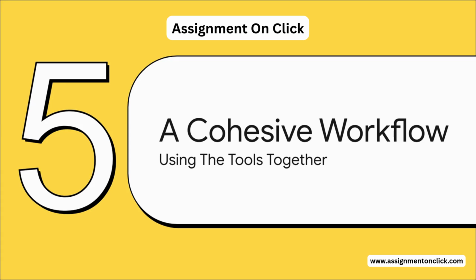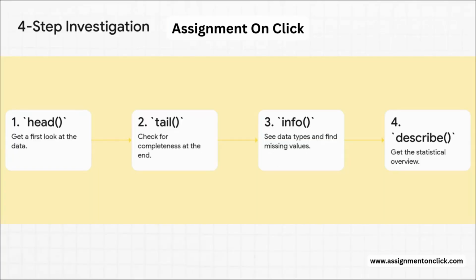A good detective doesn't just use one tool, right? They have a process, a workflow that lets them crack the case efficiently. And here is that workflow. It's a simple 4-step investigation plan that you can use on any new dataset. You start with head for a first look. Check the end with tail. Then use info to understand the structure and hunt for missing data. And finally, you wrap up your initial sweep with describe to get that statistical overview. See? Each step just builds on the last.